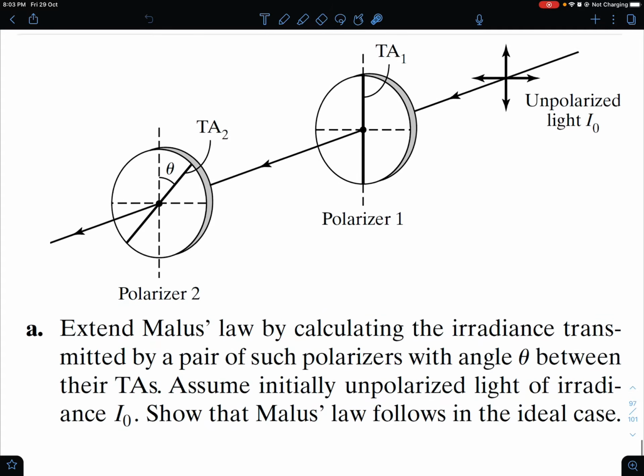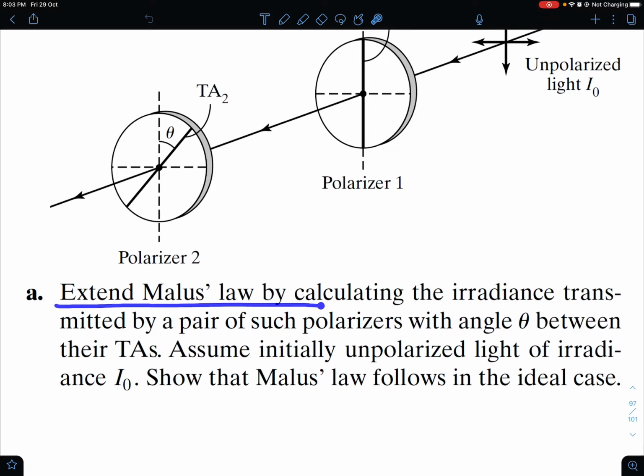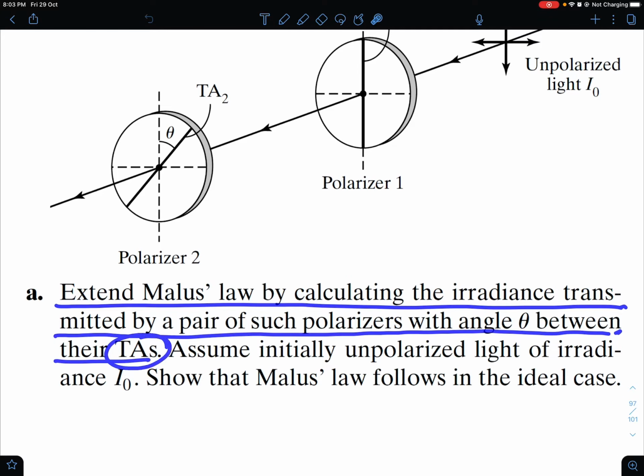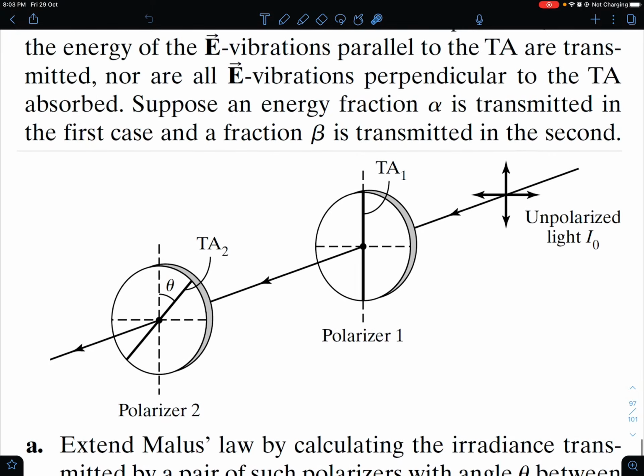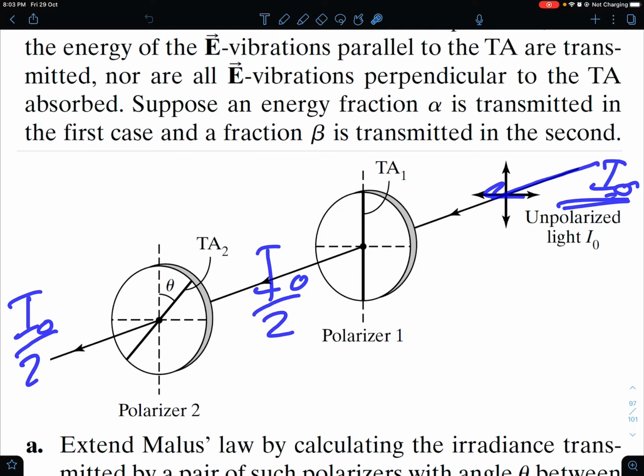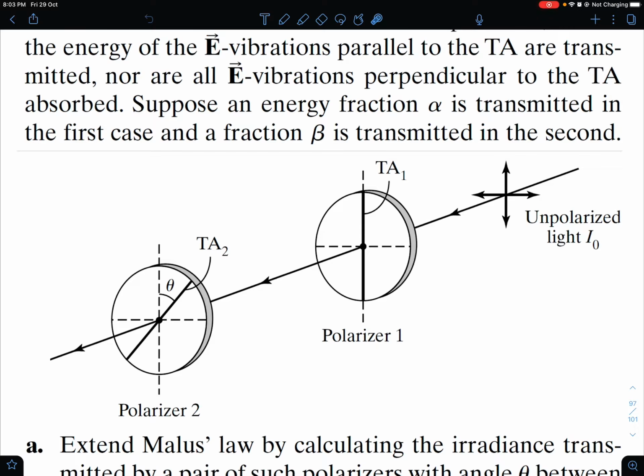Okay, so now what do we have to find out? We have to extend the Malus law by calculating the irradiance transmitted by a pair of such polarizers with an angle theta between their transmission axes. Normally according to Malus law, if you have an intensity I naught over here, you have studied from your NCERT that here the intensity becomes I naught by 2 and here the intensity becomes I naught by 2 cos square theta. But that's the case when we have standard polarizers.